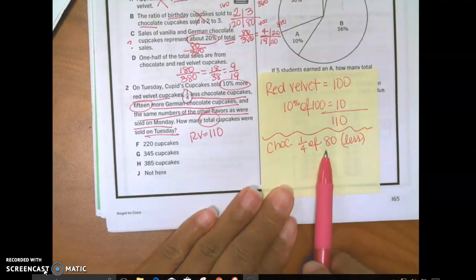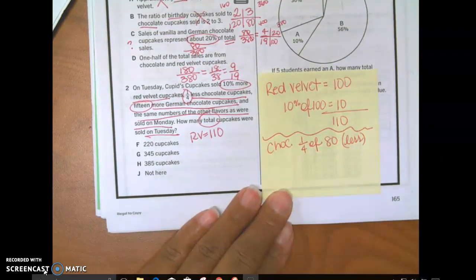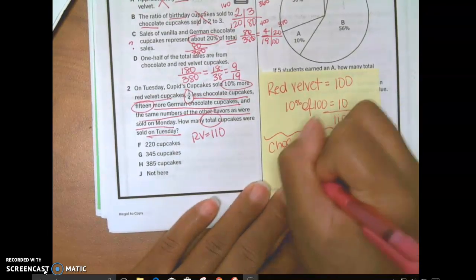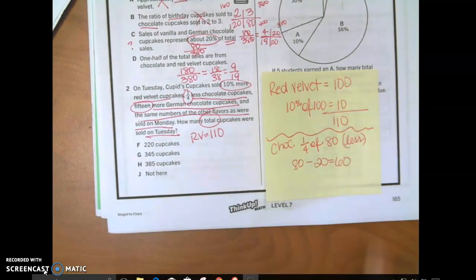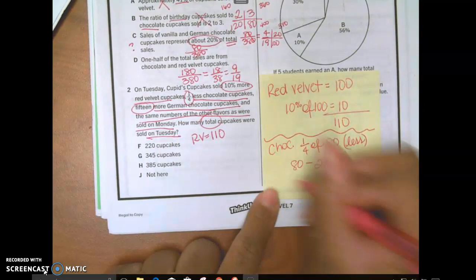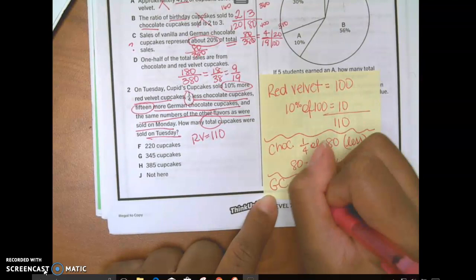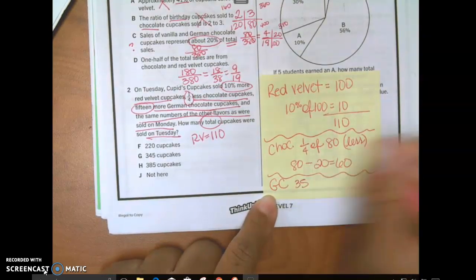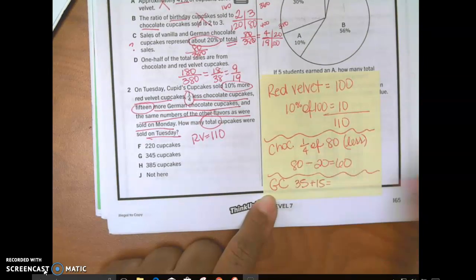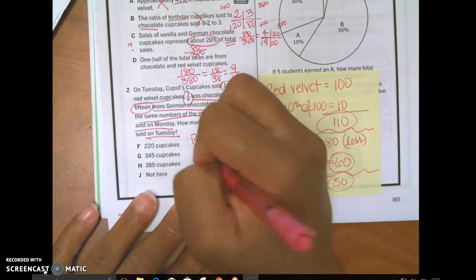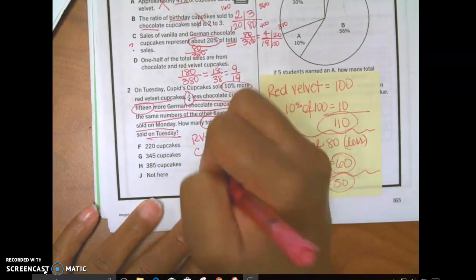What's a quarter of 80? A quarter of 80. 20. If I take the quarter off, now I have 60. That's chocolate. 15 more German chocolate. How many did I start with? Then I'm going to add 15. Now I have 50. So, chocolate is 60. German chocolate is 50.